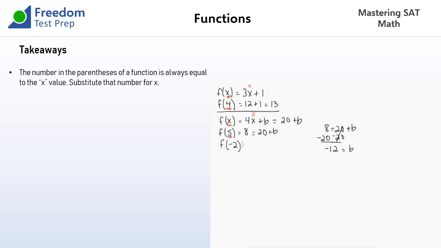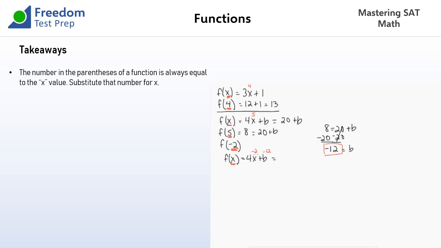So now when they say to solve for f of negative 2, I think I'll rewrite the initial problem. So f of x equals 4x plus b. Now we have f of negative 2. So we're going to put negative 2 in the place of x, and we just solved for b, right? We know that is negative 12. So now we can solve the entire problem.